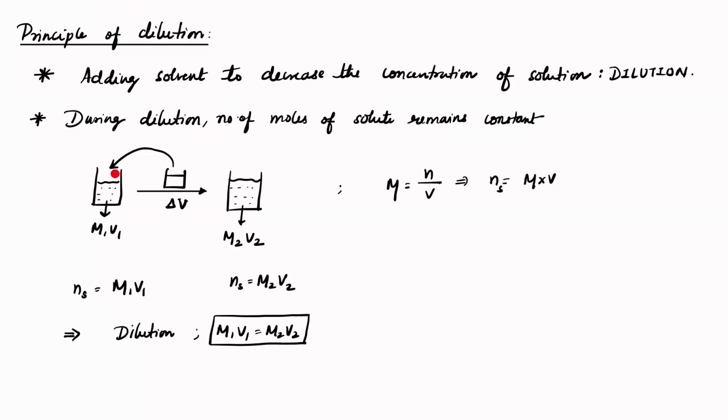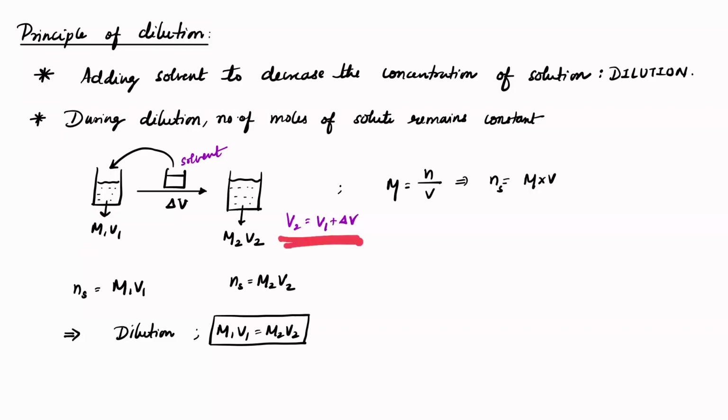For example, if I take an initial quantity where molarity is M1 and volume is V1, then the number of moles of solute will be M1 V1. But then I added solvent of delta V volume. So now the final volume V2 has become V1 plus delta V.